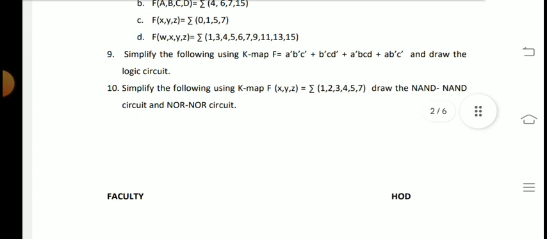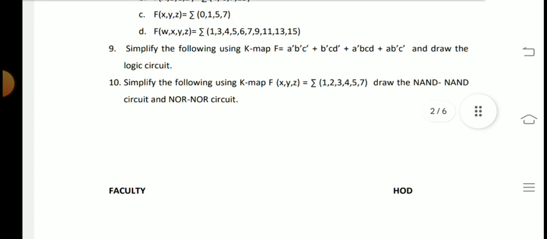Next, ninth one, simplify the following using K-map, that is f, the function has been given, and draw the logic circuit for the simplified expression.